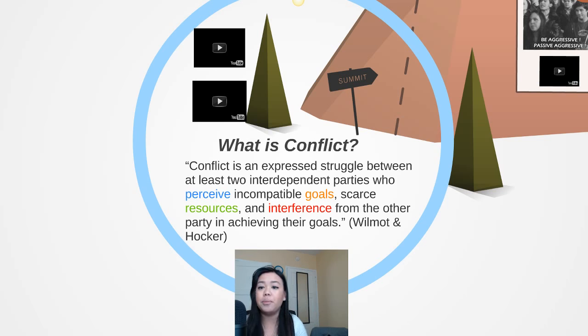That's just one example. The last one is interference in red. Interference meaning that you are trying to accomplish some sort of goal, you're trying to gain some sort of resource, but the other person is stopping you from doing it. Again, the blue word perceive prefaces this because they might not actually actively be trying to stop you from achieving your goals or accessing resources, but the fact that you perceive that is important, okay?